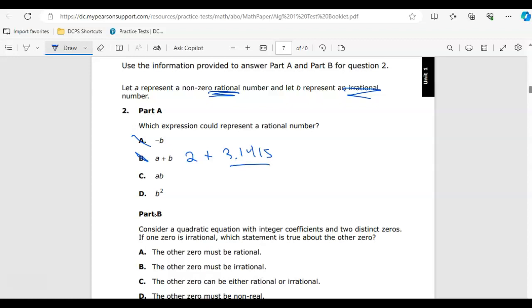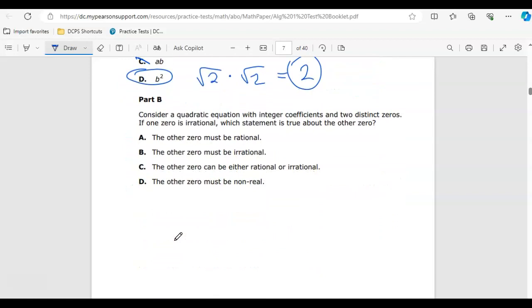If I multiply a rational and irrational number, it will still be irrational unless A is 0, and it says non-zero. And so D is our best answer because, as an example, if we had the square root of 2 times the square root of 2, we would just get 2, which is in fact a rational number.